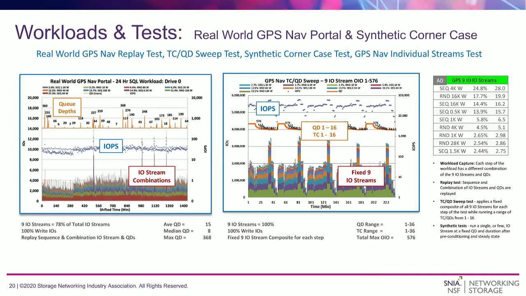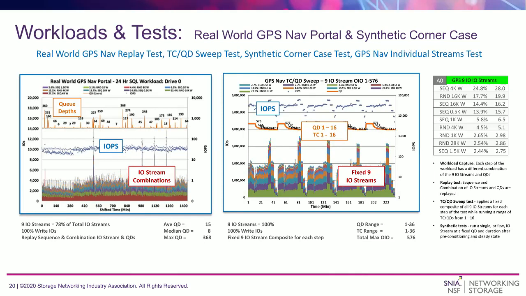Okay, so let's look at the workloads and the tests. On this screen, there are 2 big charts. On the left, you have a representation of a real-world workload capture for a GPS NAS portal over 24 hours. Along the x-axis is the time, so it's 1440 minutes or 24 hours. And on the y-axis, you have IOs and IOPs. The first thing to look at on the top is the queue depths. You can see the orange line varies between 7 and 368. So at different times during the capture, the demand intensity or the queue depths observed varied and peaked at different activities.